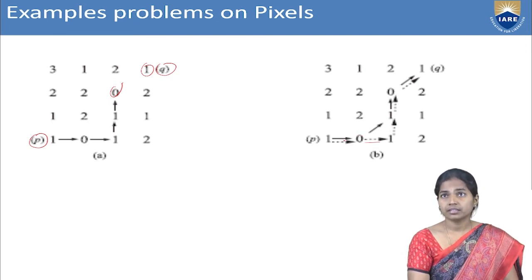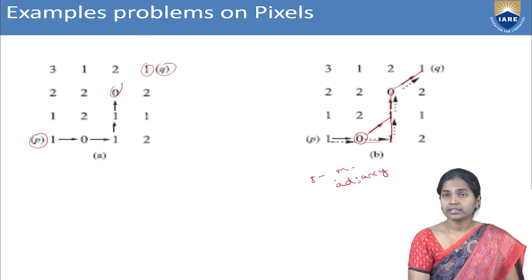In this case, 1, 0 up to here. How many paths are there? This is one path and this one is one path. So from here to here, 1. From here to here. So when we go for m-adjacency, from 1 to 0 and 0 to 1, 1 to 1, this is one path. So in this example, m-adjacency and 8-adjacency both exist.